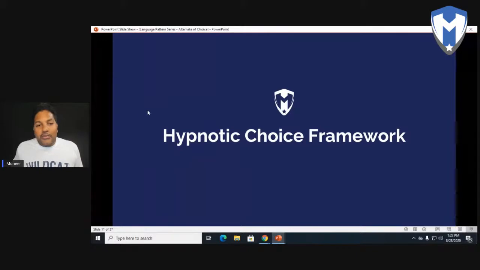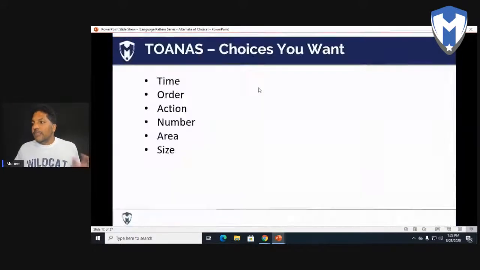So I'm going to give you the Hypnotic Choices Framework. If you want to apply this, and by the way, like I said, if you're a parent, you can apply this very effectively with your children as well, and you'll see it works a charm. I'm going to give you a few examples, and you'll see how natural hypnotic language actually occurs in our everyday life as well.